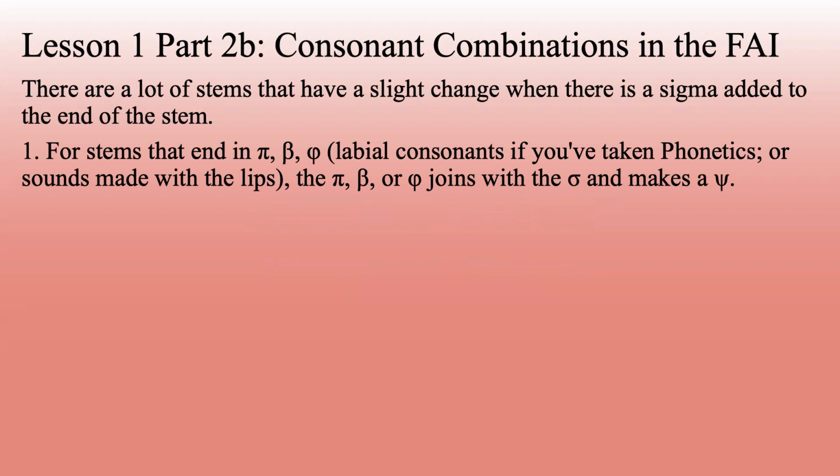sounds made with the lips, the pi, beta, or phi joins with the sigma and makes a psi, which if you think of a psi, it's sort of like a P plus an S, which is sort of what we're doing here. We're just combining those two together into one letter. So pi plus sigma equals psi, beta plus sigma equals psi, or phi plus sigma equals psi.